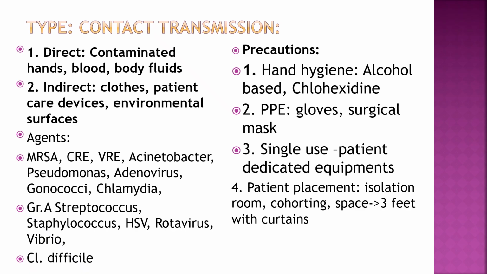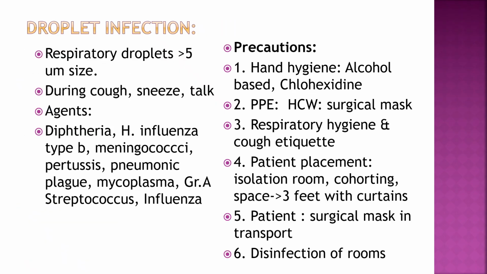So cohorting means when the same group of symptoms is present in many patients, then they can be kept in a room together. The space should be more than 3 feet. With curtains you can isolate the patient. Second one is droplet infection.